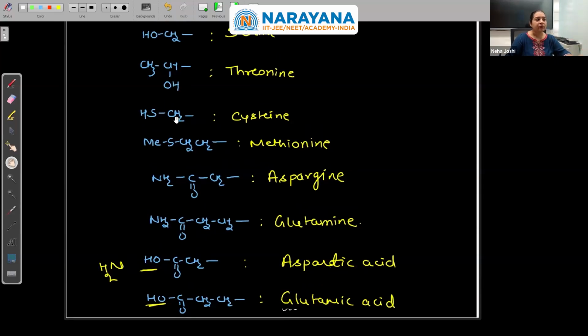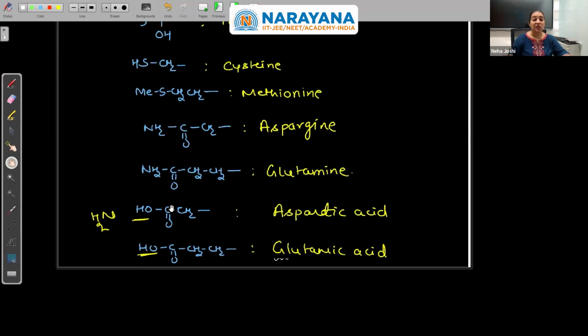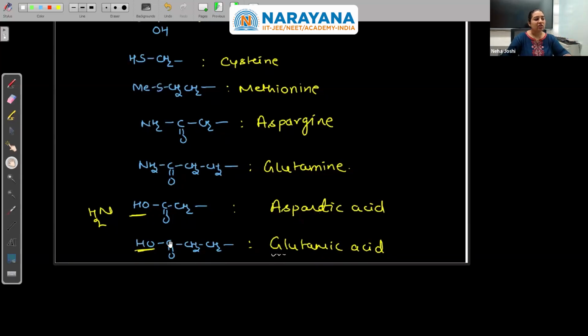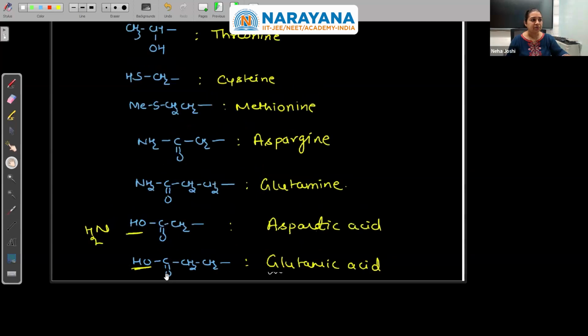So cysteine is CH2SH. Methionine is CH2SCH3. See, cysteine and methionine: CM sir. CH2SH, CH2SMe. The one which comes later has more carbon. And aspartic acid and glutamic acid are also related. CH2COOH is aspartic acid, CH2CH2COOH is glutamic acid. And with similar names, asparagine and glutamine are their amides: CH2CONH2, and CH2CH2CONH2. They are just the amides of aspartic and glutamic acid.